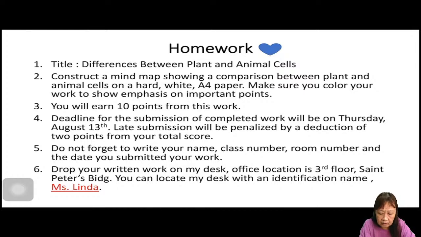Now, late submission will be penalized by a deduction of 2 points from your total score. So let's say your score is 10 points, and then you submit it to me the following Monday, -2. Okay. Do not forget to write your name, class number, room number, and the date you submitted your work. Okay. So drop your written work on my desk. Office location is 3rd floor, St. Peter's building. You can locate my desk with an identification name, Miss Linda.